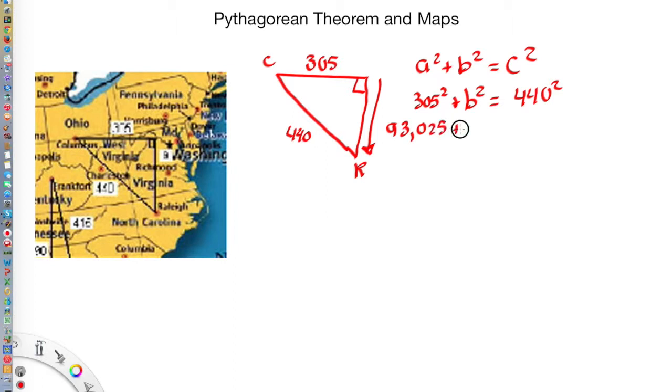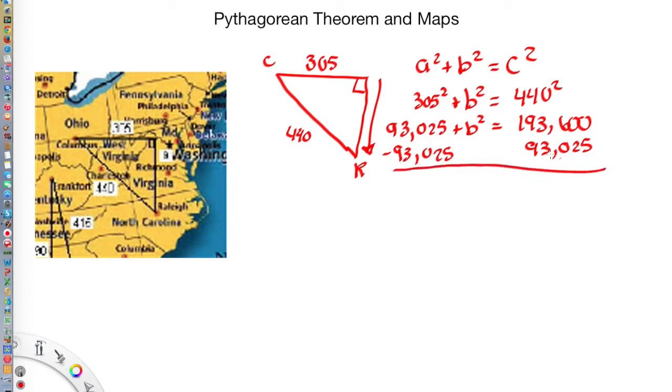And then 440 squared is going to be 193,600. Now this is where the calculator comes in. Well, not even yet. We don't need a calculator yet. But then we're going to subtract 93,025 from both sides. Okay, we want to isolate the variable. That gets rid of that on that side, and I'm left with b squared is equal to 100,575.